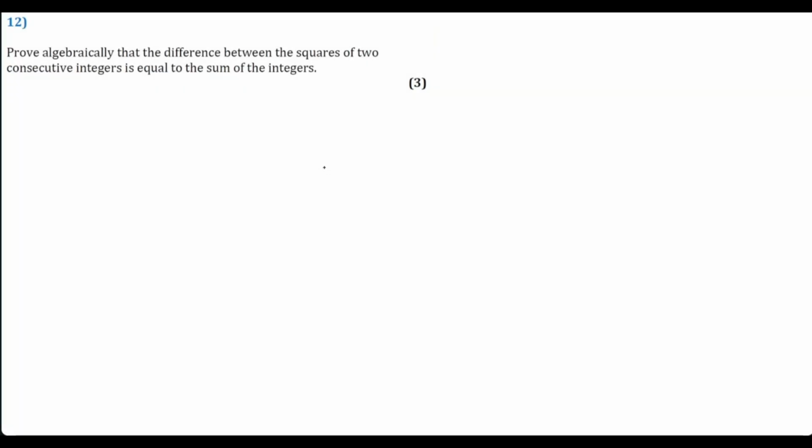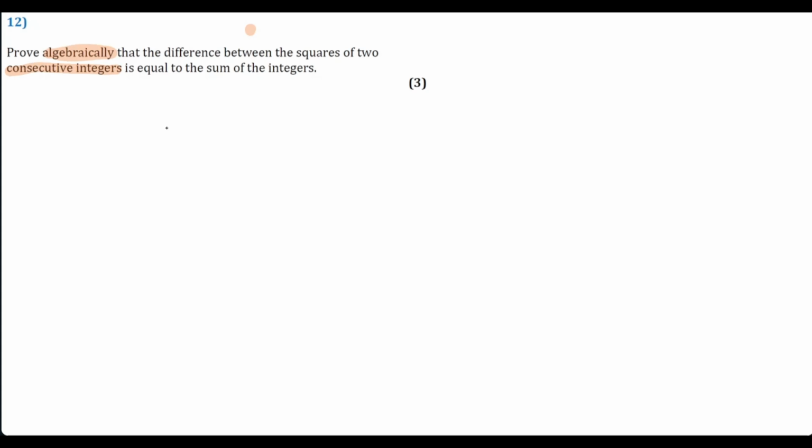Question number 12. Prove algebraically that the difference between the squares of two consecutive integers is equal to the sum of the integers. Okay, so this is a question where you must use algebra. You cannot just use numbers because you will not get the full marks here, or any. The difference between the squares of two consecutive integers. So this is one integer after another.